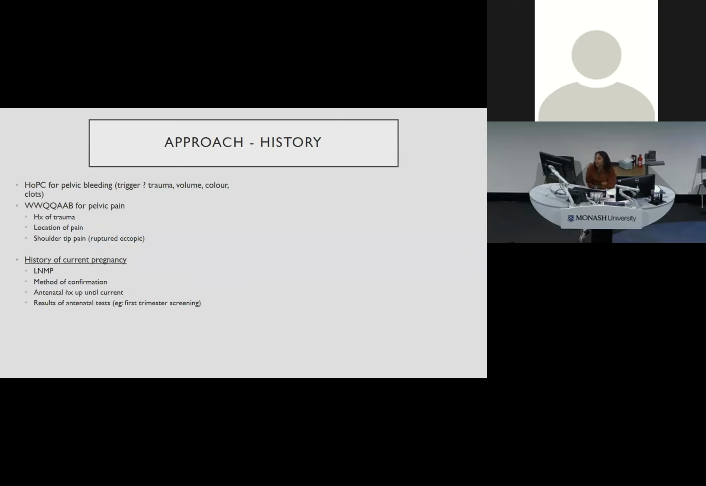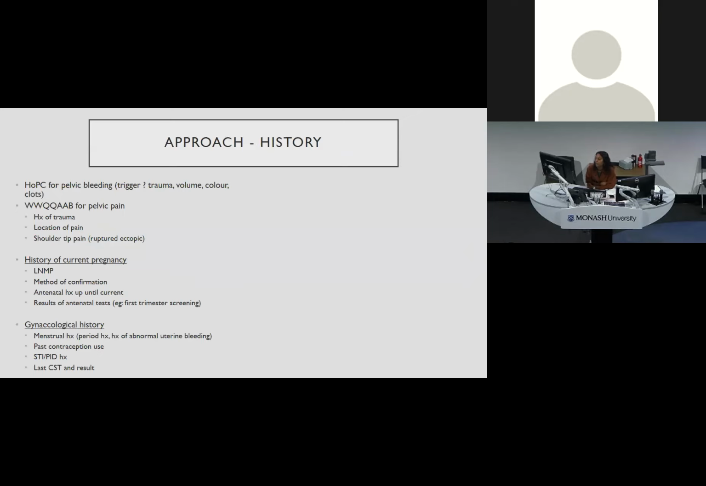And then you'd move on to a history relating to the actual pregnancy. So how far along are you? When was your last normal menstrual period? So she said that she's 9 weeks pregnant. How did she ascertain how far along she is? Was this just based on her menstrual cycle dates, or has she had any scanning ultrasounds? And also elicit any information regarding her antenatal history so far. So have you had your booking visit? Have you had your blood tests? Do you know what your blood group is? Are you rhesus positive or negative? And just any results. Has there been any first trimester screening? And if so, what were the results of that?